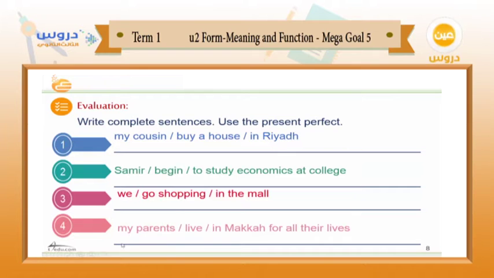Full stop. My parents live in Mecca for all their lives. So we can say what? My parents, my capital letter, okay? So my parents, okay, so after that, has or have? Absolutely have. My parents have. What's verb 3 of live? Lived. So my parents have lived in Mecca for all their life. So here is something happened in the past, now, and may continue in the future.